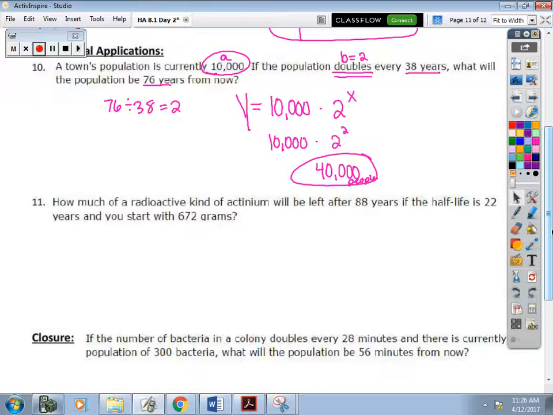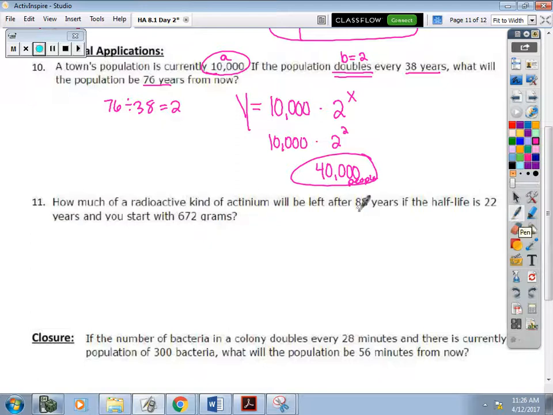Number 11 is a little science example. Remember I said there's a lot of stuff with like bacteria and cells that have exponential models. So this one, we have, can't even pronounce that. Anyone? Think we can? Actinium? We'll go with that.